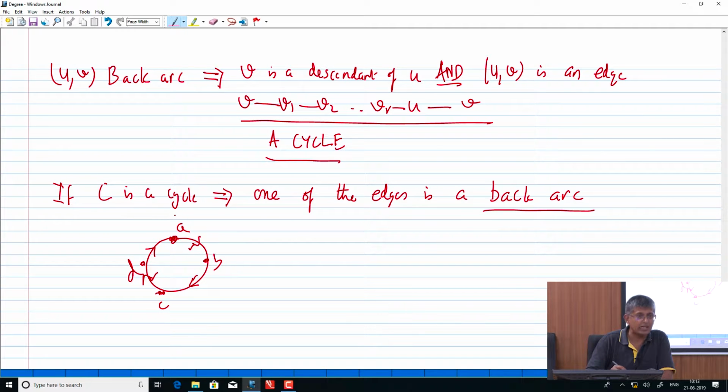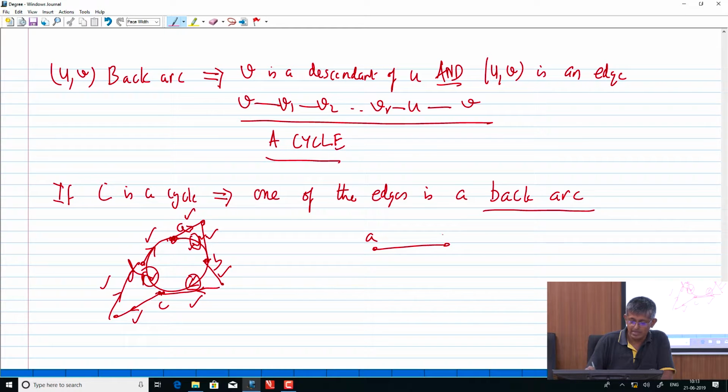But it is quite possible that the following traversal might have happened in the graph. It might have gone like this, then like this, and then this. This is still a back arc, though the tree arcs are this fellow, this fellow, this fellow, this fellow. Then I need to have some nomenclature for these arcs. I'll come to that nomenclature in 1 minute. So let me draw this picture clearly again. Here is what the cycle looks like: A, B, C, D, and E, and this is a directed cycle.